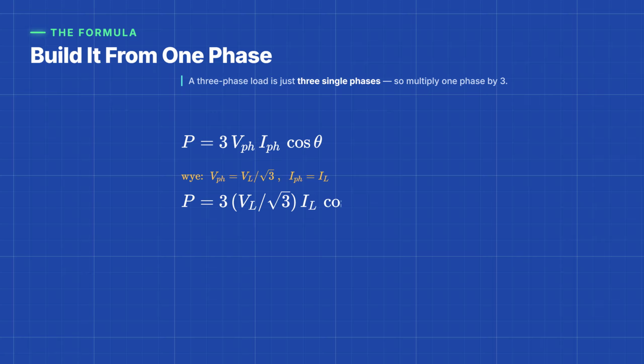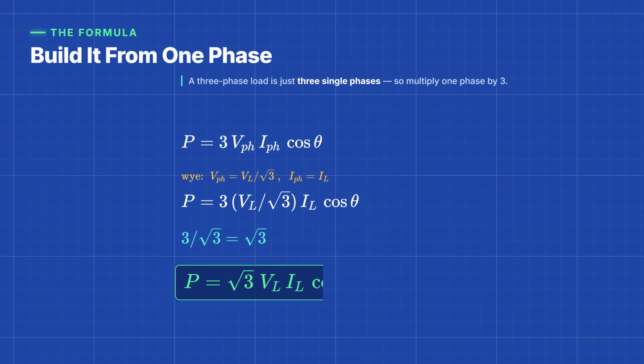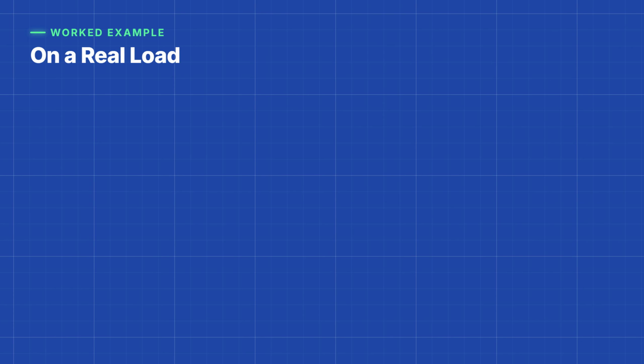And now watch the numbers. 3 divided by root 3 is exactly root 3. The 3 and the root 3 collapse into a single root 3 sitting out front. And there's our formula. Now, let's use it on a real load.